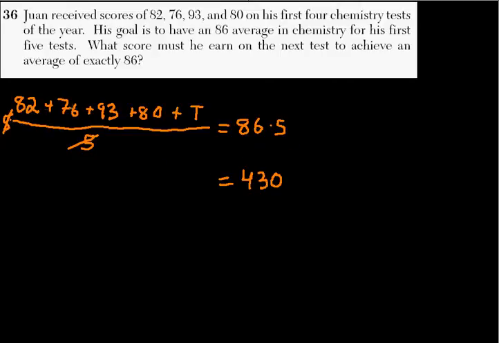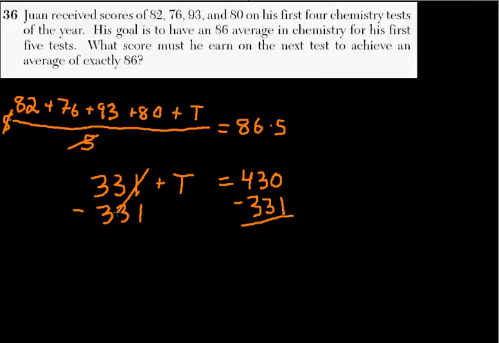Then we want to add 82, 76, 93, and 80 together. When we add those all together, we get 331. So we have 331 plus this other test equals 430. Well, this should be nice to solve. We subtract 331 from both sides. That cancels that out.